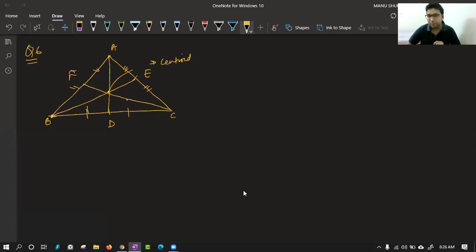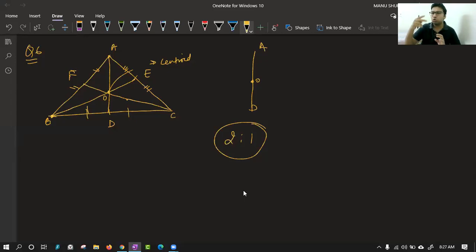Please see this median. Dipanshi answered. Very good, beta. Please see. If this is point O, I have to observe A, O, and D. Class, this centroid divides median in ratio 2:1. This is a property of centroid that it divides the median in ratio 2:1.